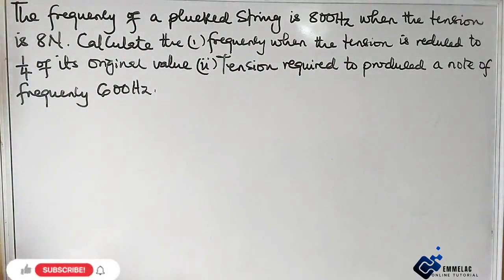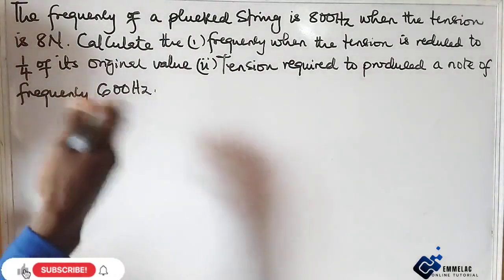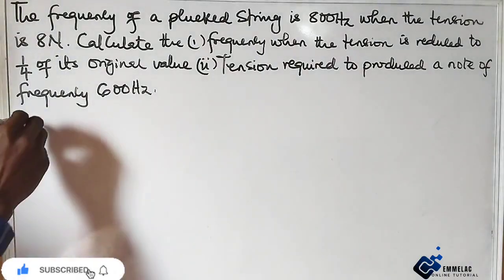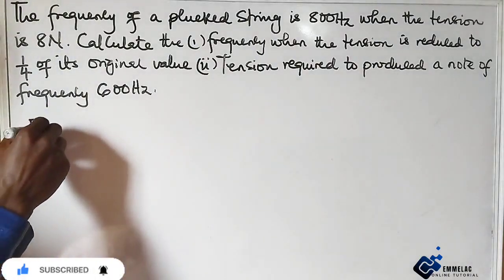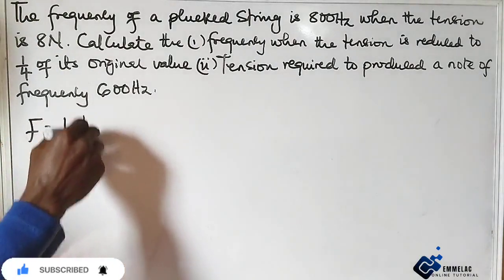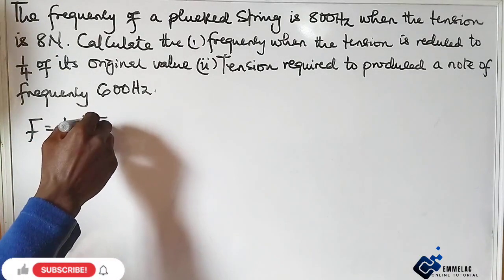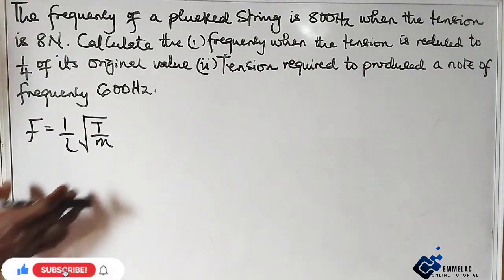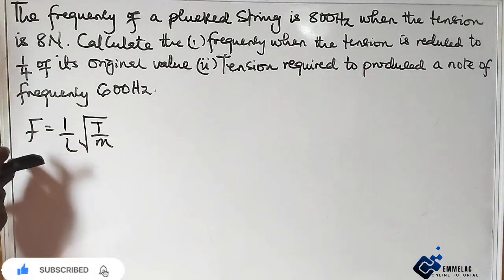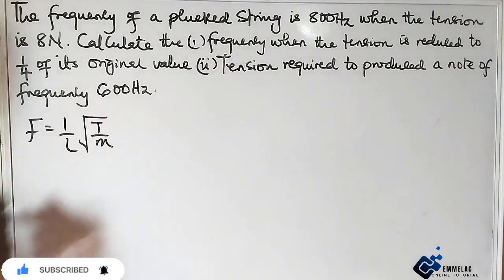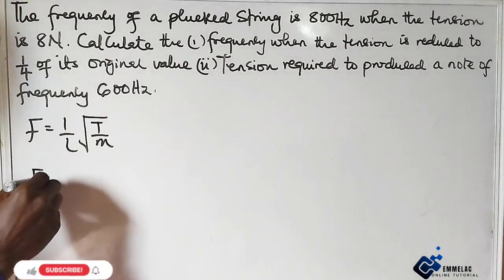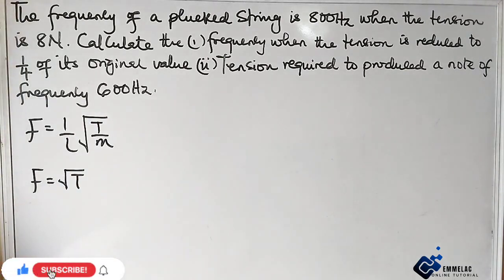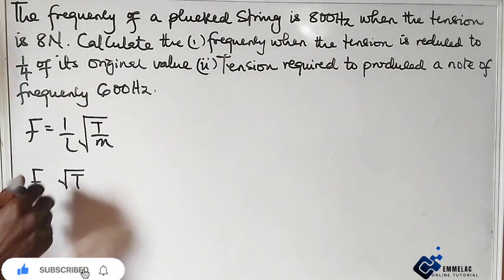The frequency and the tension. And take note, we are not actually given any other parameter, length or mass. Now, but let us recall that the relationship between the frequency, the length, the tension and the mass of a string is given as this relationship. So from here we can actually get the relationship between frequency and the tension, and from here we can say F is proportional to the square root of T.